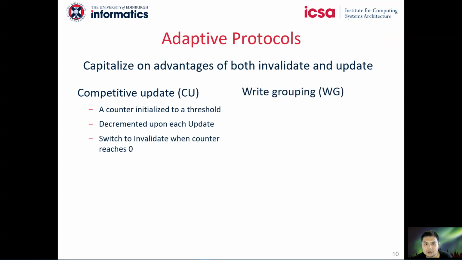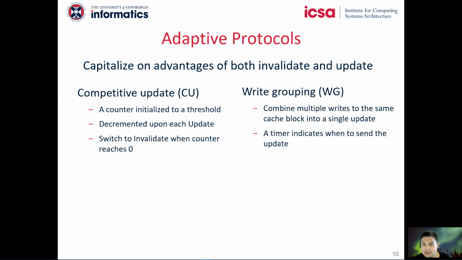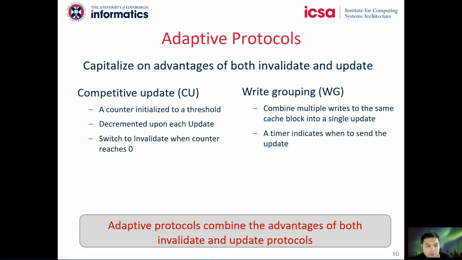And another method is write grouping, which we call WG in this paper. It uses a write buffer and can combine multiple writes to the same cache block into a single update. And we also have a timer here to indicate when to send the update. So to summarize here, adaptive protocols can combine the advantages of both invalidate and update protocols.